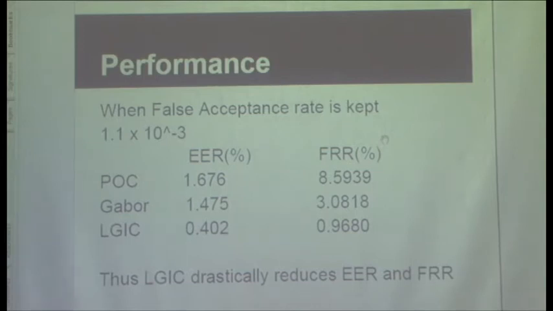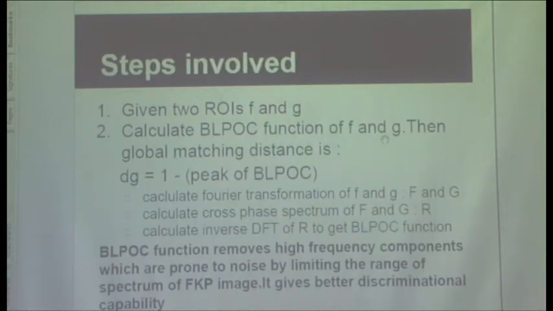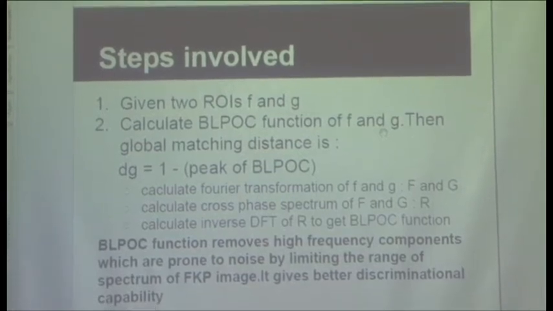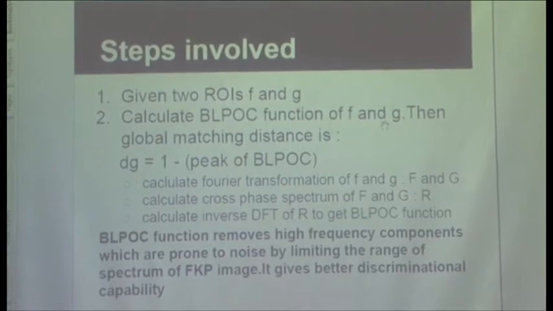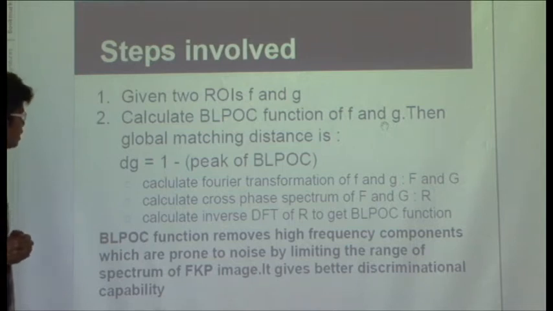So the steps involved are: first I have been given two ROIs. I will calculate the band limited phase only correlation. Band limited POC is an improvement over POC. It removes the high frequency components, which are prone to noise, and basically limits the range of the spectrum of the FKP image. After calculating the BLPOC function, I will calculate the global matching distance, which will be 1 minus the peak of the BLPOC function.